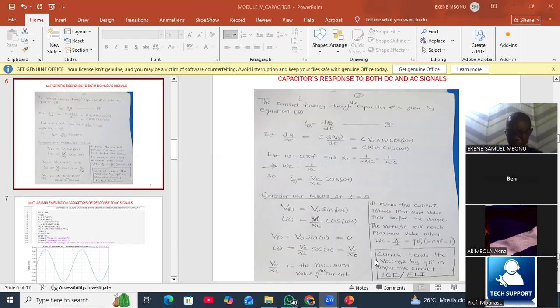It's a normal acronym in engineering. When you say ICE, it means that in a capacitive circuit, current leads voltage. And when you say ELI, it means that in an inductive circuit, voltage leads current. But in a capacitive circuit, it is the current that leads the voltage. We move on.